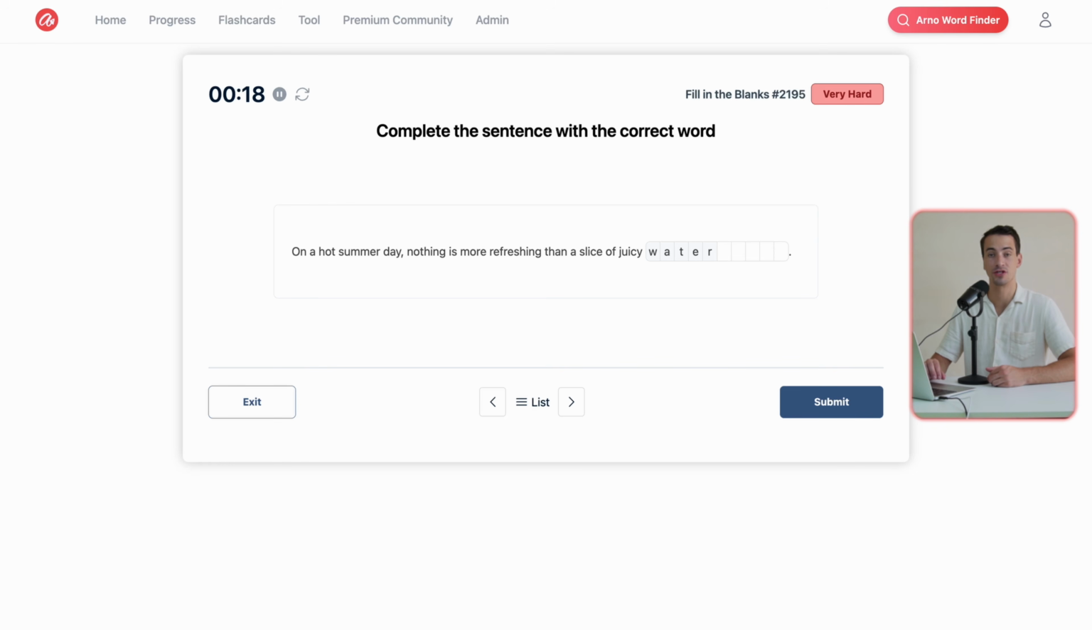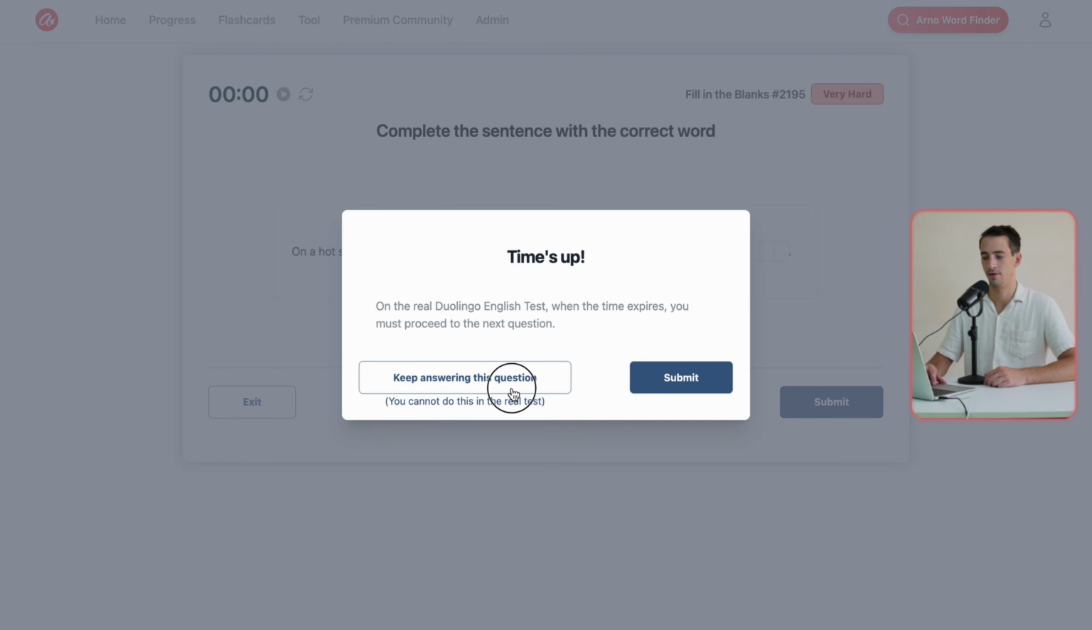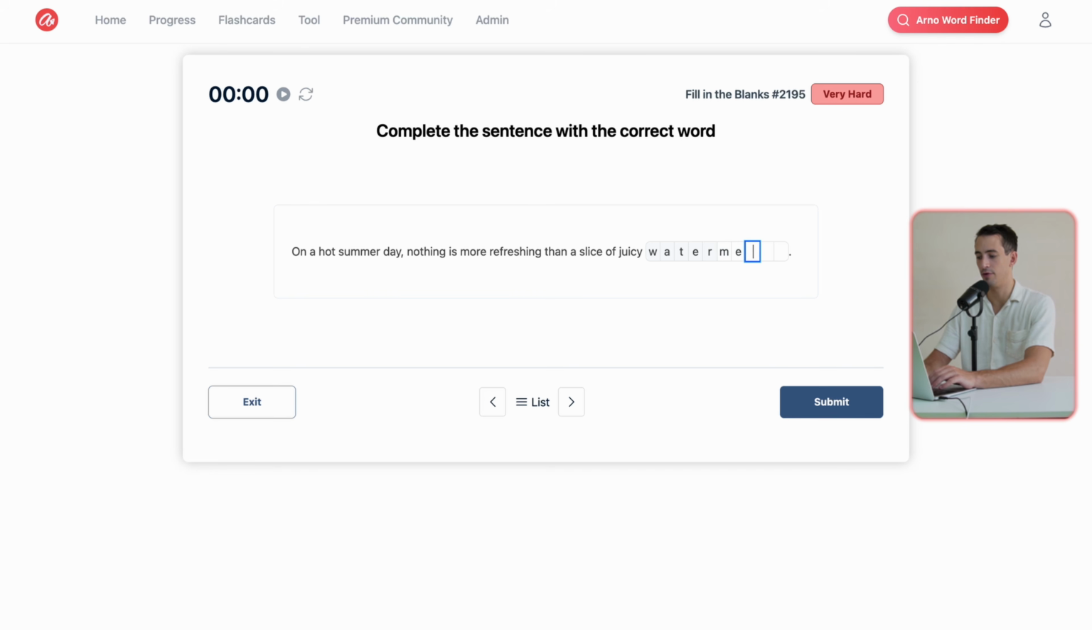On a hot summer day, nothing is more refreshing than a slice of juicy water blank blank blank blank blank blank. The correct answer here would be watermelon. Watermelon.